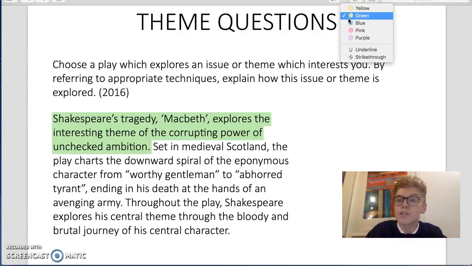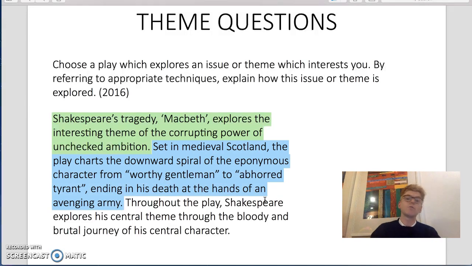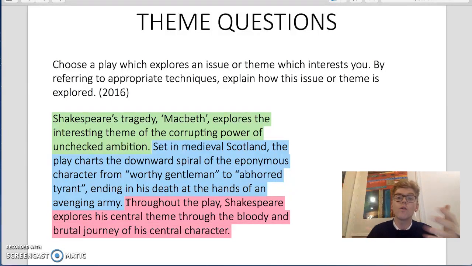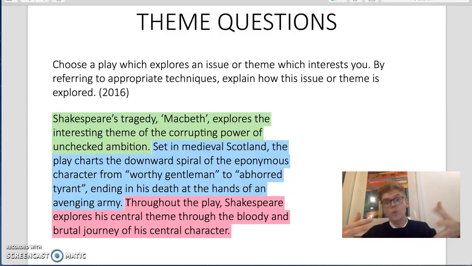Second sentence, again, we're just doing our one-sentence plot summary. Set in medieval Scotland, the play charts the downward spiral of the eponymous character from worthy gentleman to abhorred tyrant, ending in his death at the hands of an avenging army. Now, the third sentence is interesting here because the essay is asking us not to focus on something like character or key scene, but instead to focus on the theme. Normally, in questions at National 5 level, you're given character or key scene to focus on, and then your job is to connect that to the theme. But in this question, you're actually given the theme. And what you've got to do is connect it to another aspect of the play.